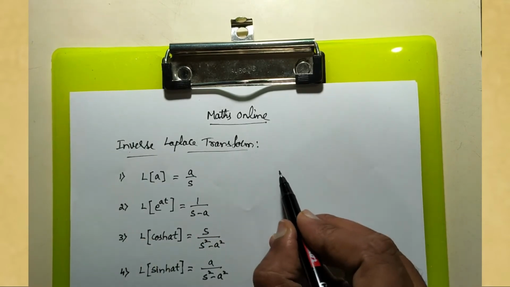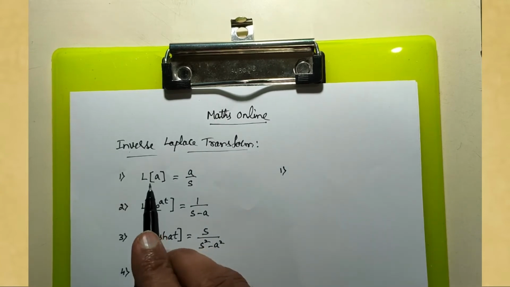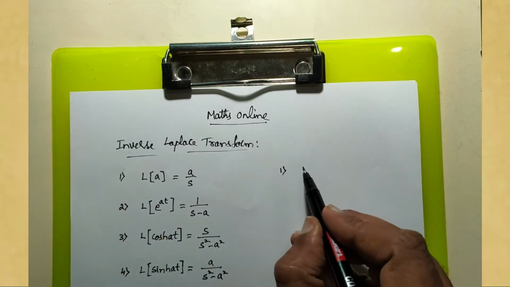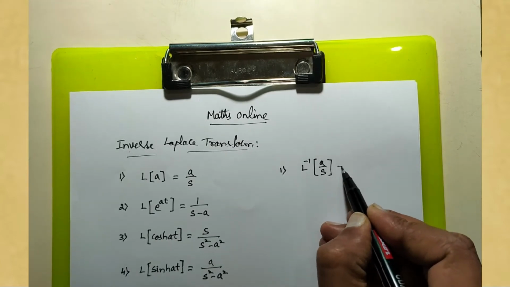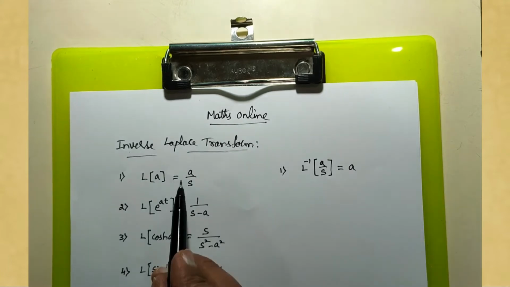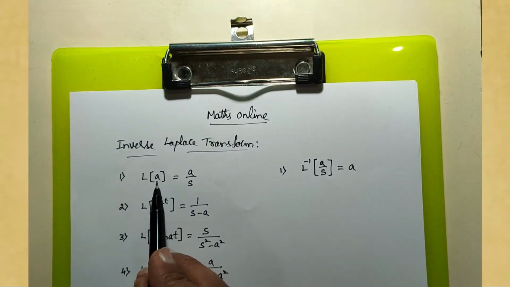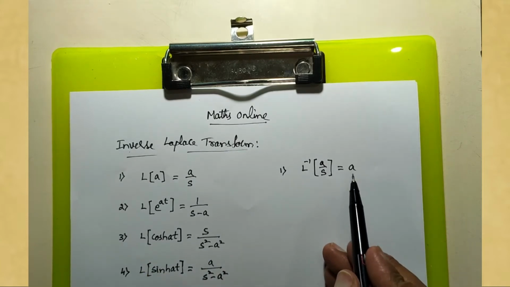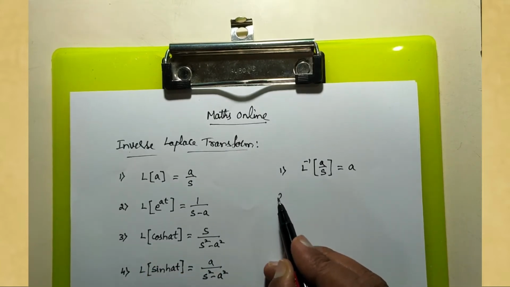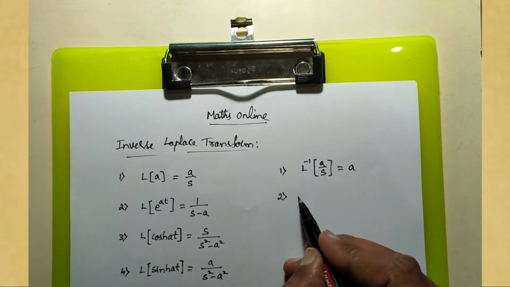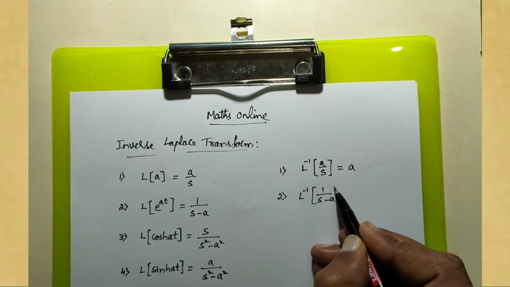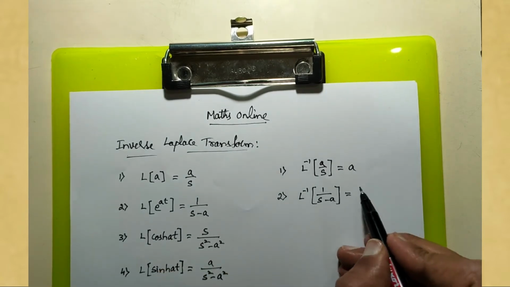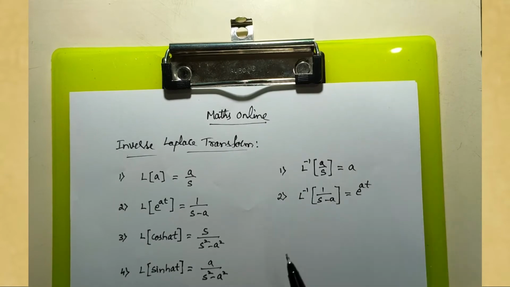So if I take L on the other side, we'll be getting L inverse. So L inverse of a by s, its formula will be a. Here we will be left with a. So therefore we have L inverse of a by s to be a. Similarly, the second one, if I take L on the other side, becomes L inverse of 1 by s minus a, and its formula will be e power of at.